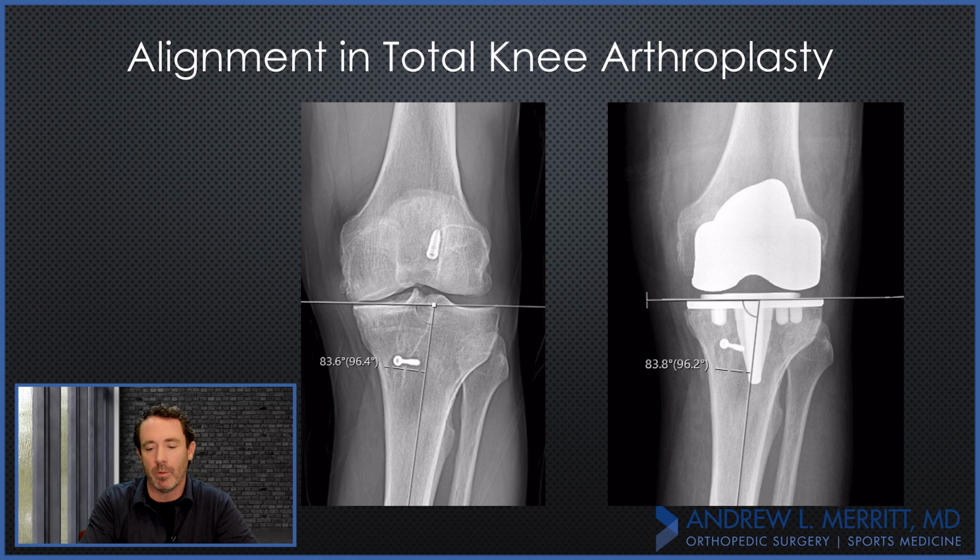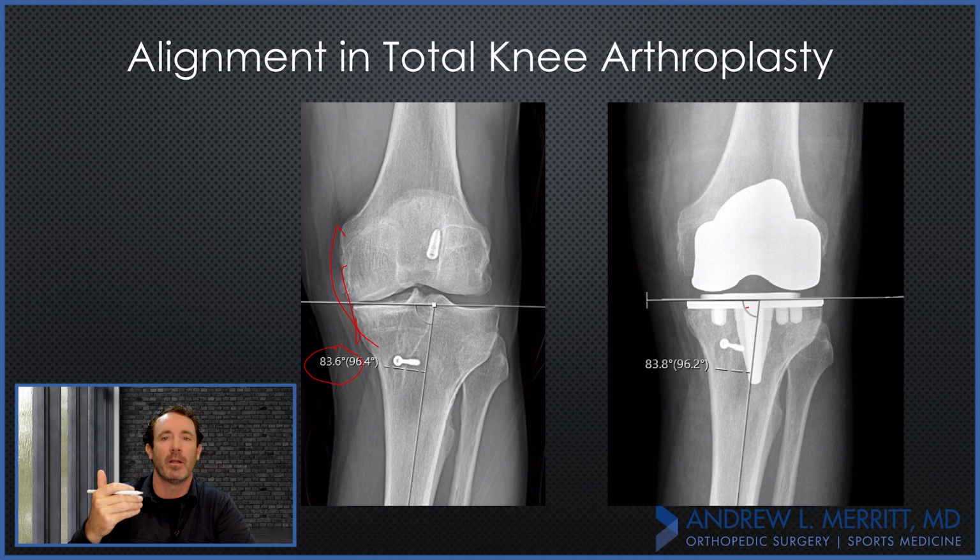So here's an example of that. This person is what we call varus, or 83 degrees. So this would be a bow-legged type of person. Well, we want to put that back. And here you see we can match that with this implant from what they had before. If you try to make this person straight, they're not going to be happy. It's going to overstretch the inner side of their knee if you try to crank them too far over.